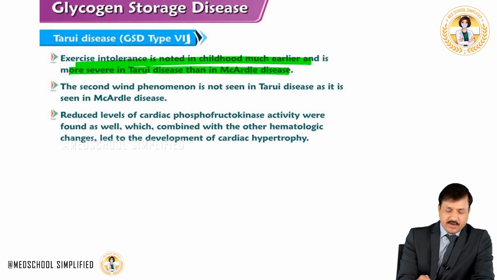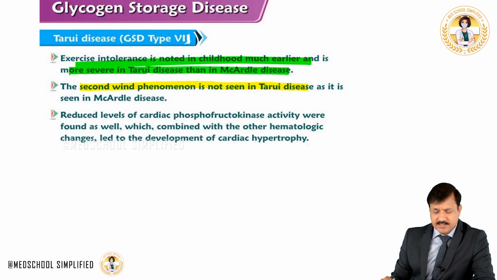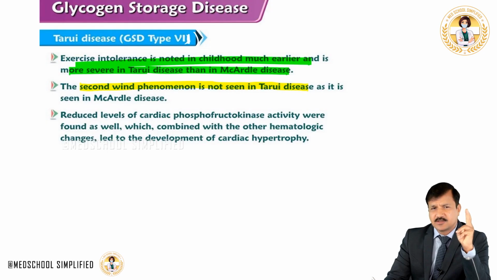Now, Tarui disease is a more severe condition than McArdle's disease, and also the second wind phenomenon, which is seen in McArdle's disease, is not seen in Tarui disease. So that's another differentiating point that you need to look for. The first differentiating point is prevalence. Tarui disease is more prevalent in the Ashkenazi Jewish population and the Japanese population. The second thing is, along with the muscles, red blood cells are also affected. That means exercise intolerance with jaundice or an increase in bilirubin. That's the second differentiating point.